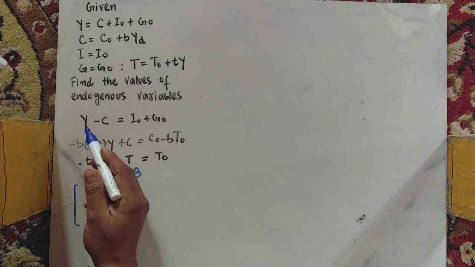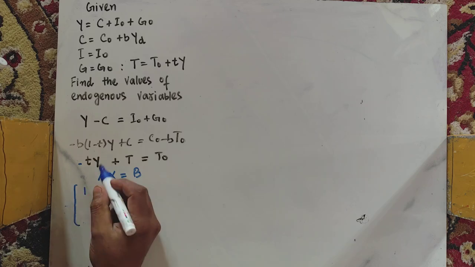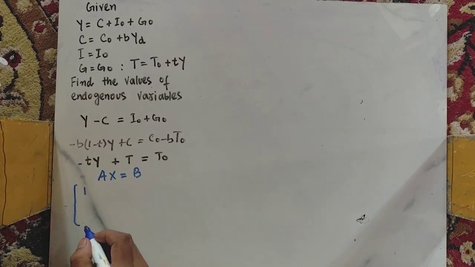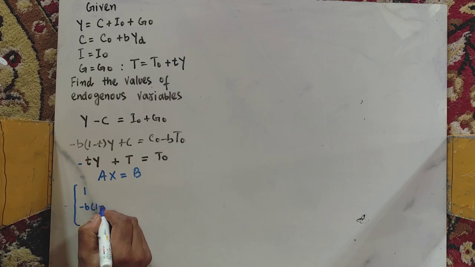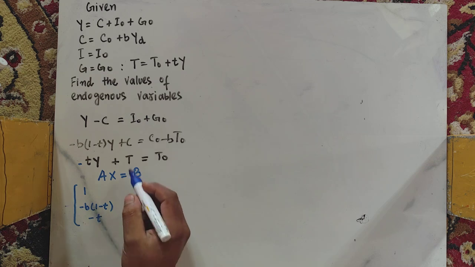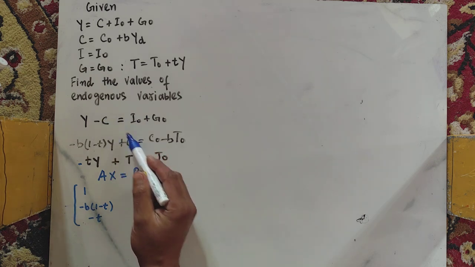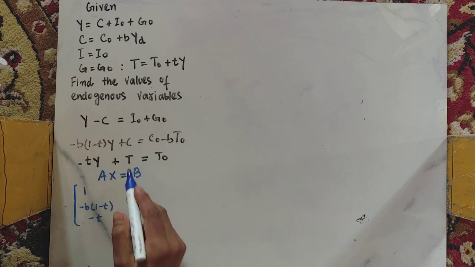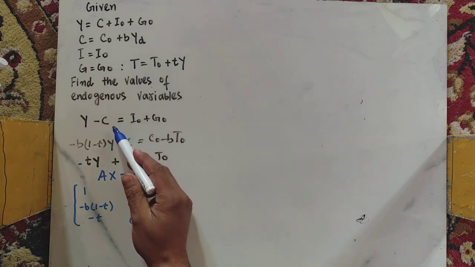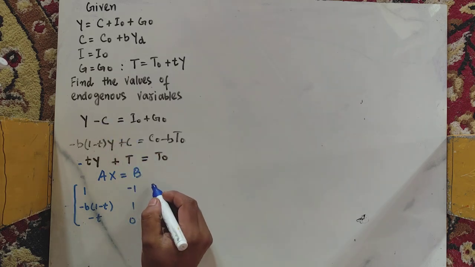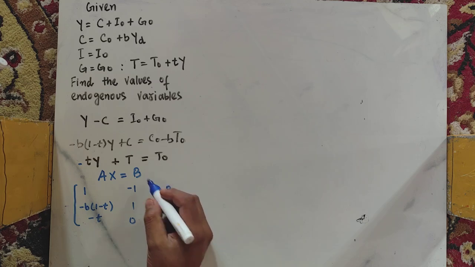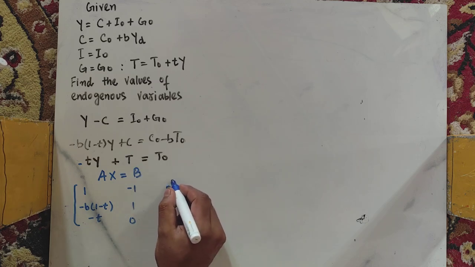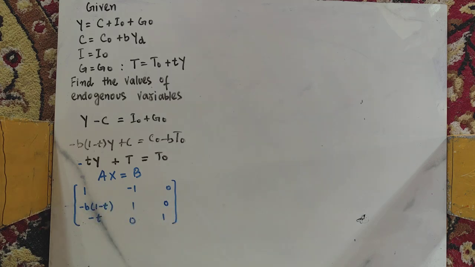What is the coefficient of y in the first term? It is 1. The coefficient of y in the second term is minus b, 1 minus t. And the coefficient of y in the third term is negative t. Likewise, the coefficient of C is negative 1 in the first, positive 1 in the second, and we have no C in the third, so it is 0. Then, since no T is involved in the first two terms, we will have 0, 0, and the coefficient of T is 1. So this is our coefficient matrix.